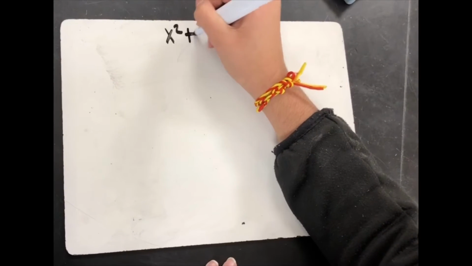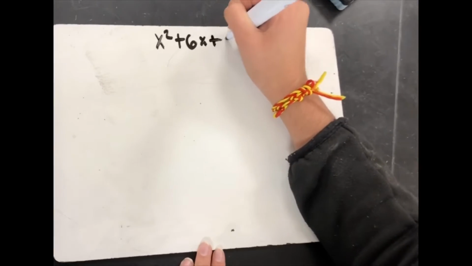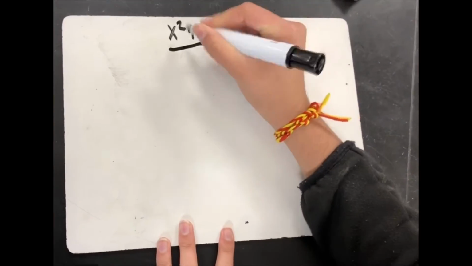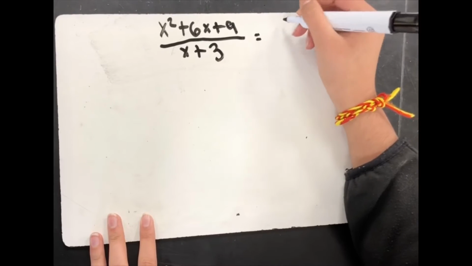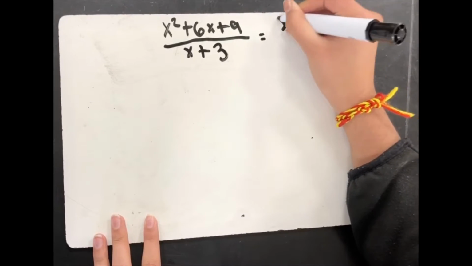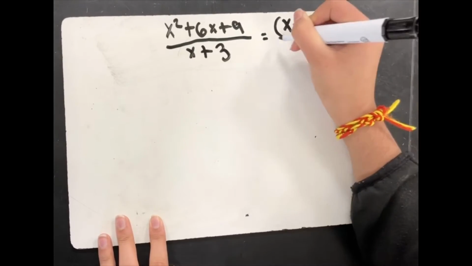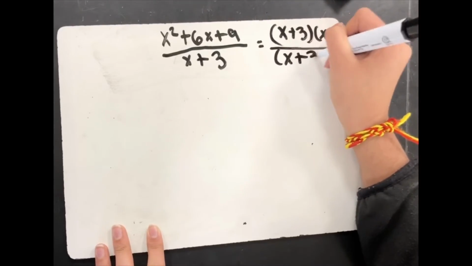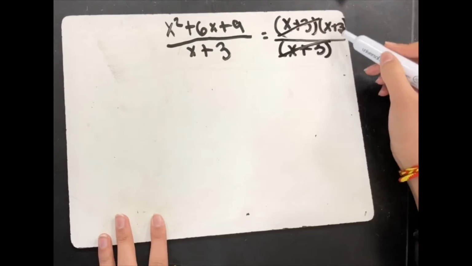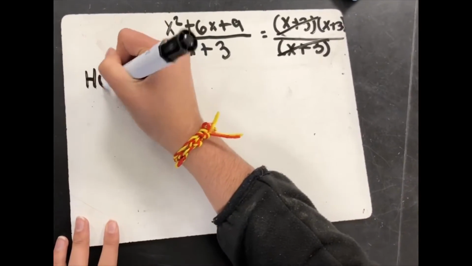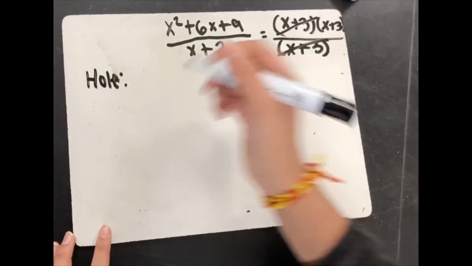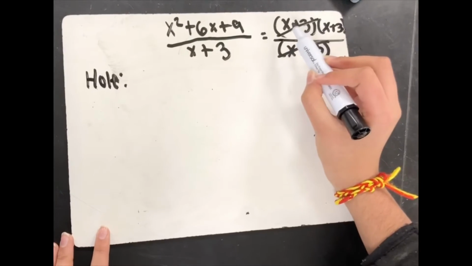So our equation is x squared plus 6x plus 9 all over x plus 3. Now we have to factor this out, and the factor form is x plus 3 times x plus 3 all over x plus 3. Now we have to cross off the value of x plus 3 in the numerator and denominator because they're the same.